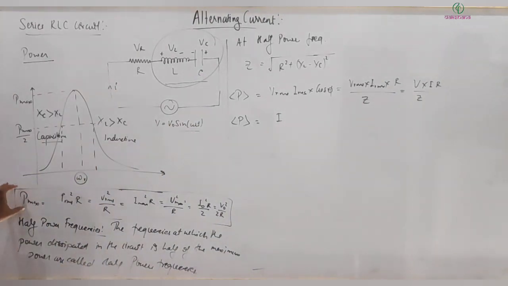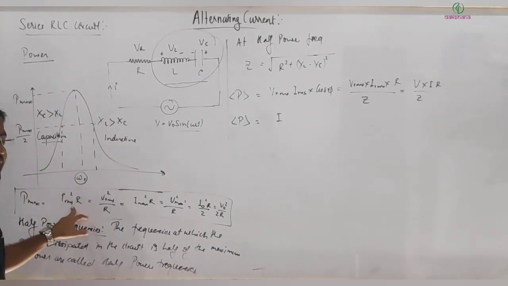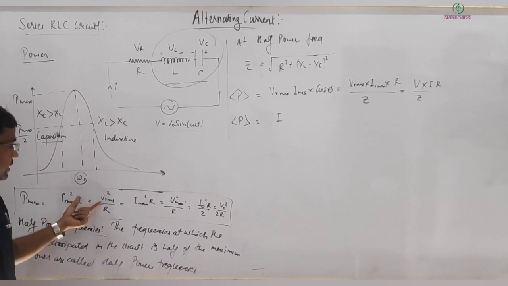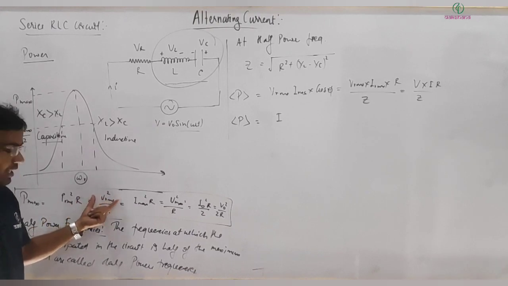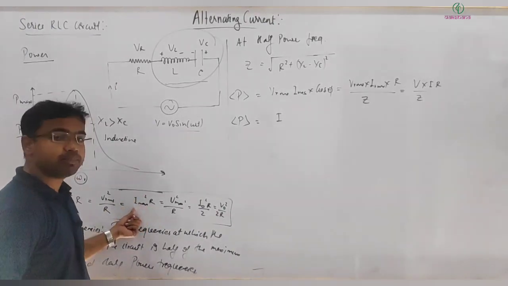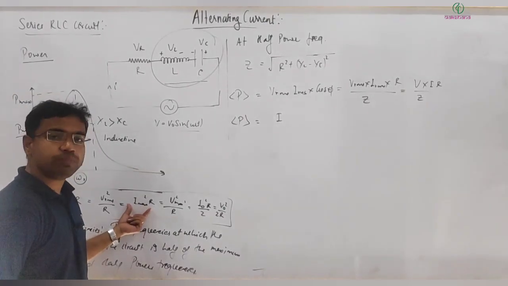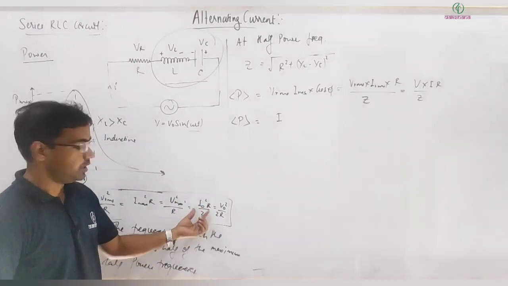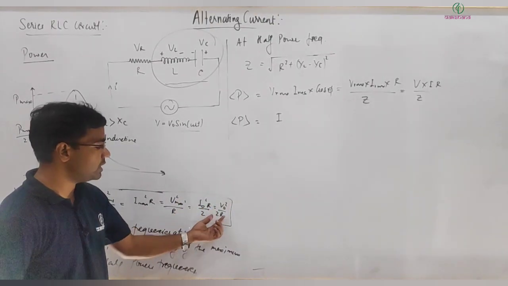First thing is we got P max, that I can express as I_RMS squared into R, and this will be the maximum value also, and the maximum value of RMS current is I naught, multiplied by R. You can write it V_RMS square divided by R also. If I am writing it in terms of peak value, then it will be I naught square divided by 2 into R. Similarly, V naught square divided by 2.